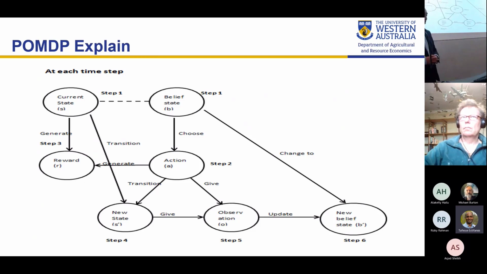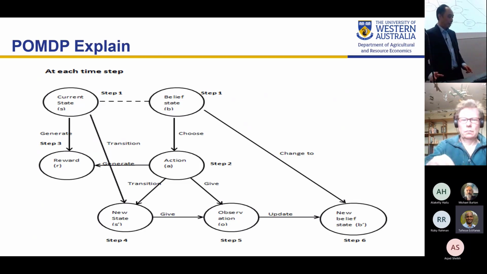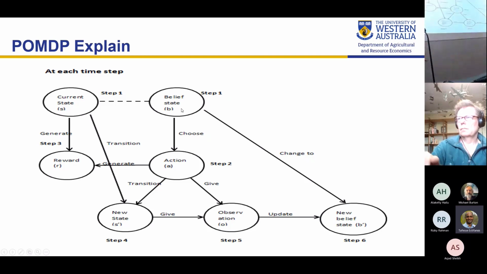So imagine now we have an agent at step 1, and this happens at every time step as well. Imagine we are at time step 1. We have an agent currently in the current state, which is represented as S here. But because this is partially observable in this model, the agent may or may not know its current state. So it has its own belief state. It's some sort of probability distribution over the current state S, which is the agent's belief state.